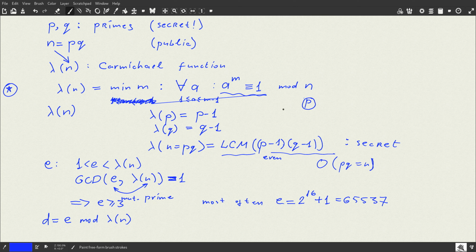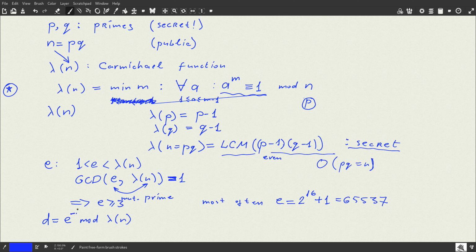So in order to find it out by direct computation, even if you know n, you would really have to perform about n squared tests. So you take different values of m and then all a's in the range from a to m minus 1. So a lot, infeasibly a lot. But if you know the decomposition of n into p and q, then of course you can do it very easily. So as p and q are secret, lambda of n is secret as well.